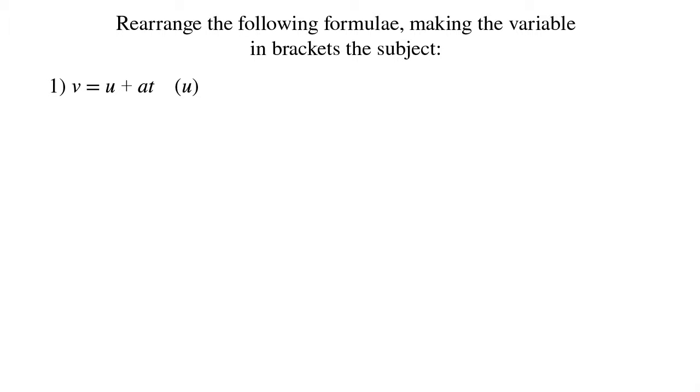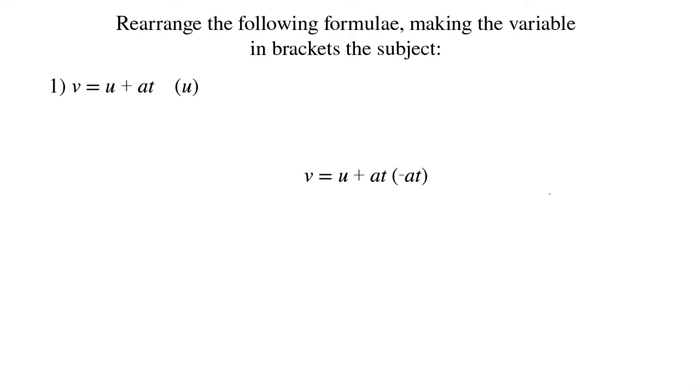We're asked to make u the subject of the formula, so we have to rearrange so that u is on its own on the left. The first thing we need to do is get rid of the at. We can do the reverse of adding at by subtracting at. To keep our formula balanced, we have to do this for both sides.